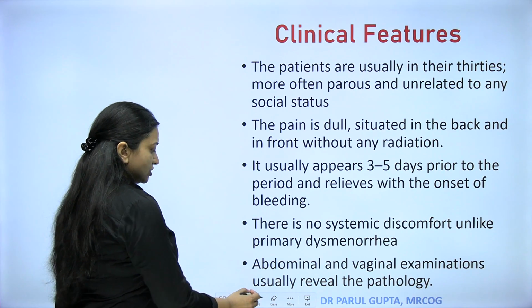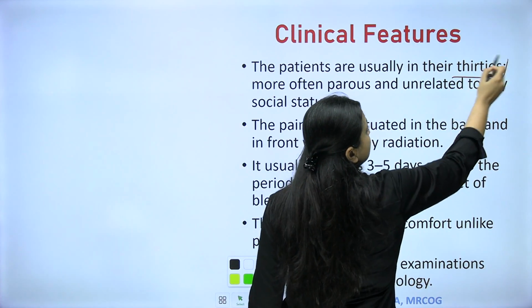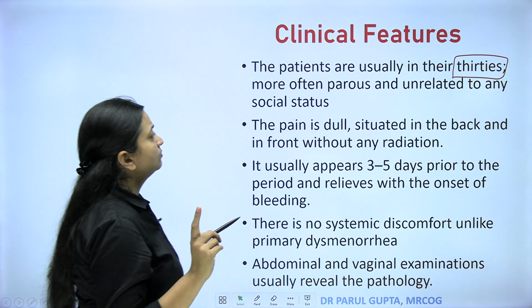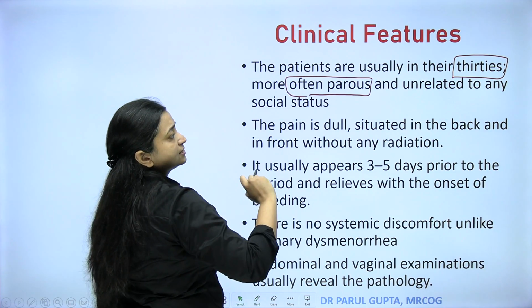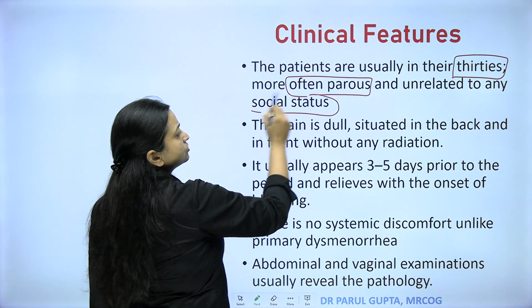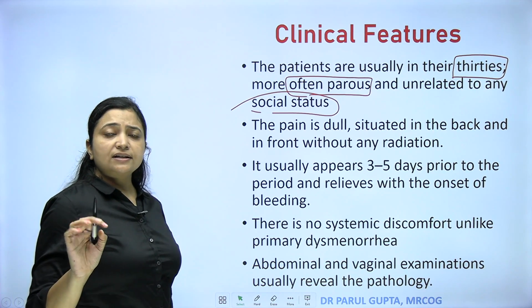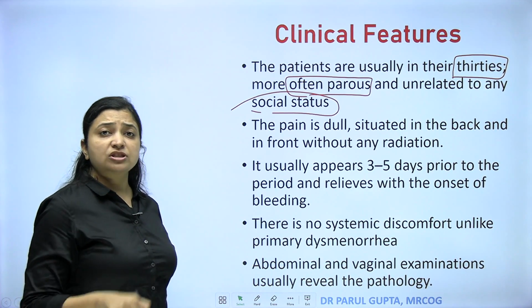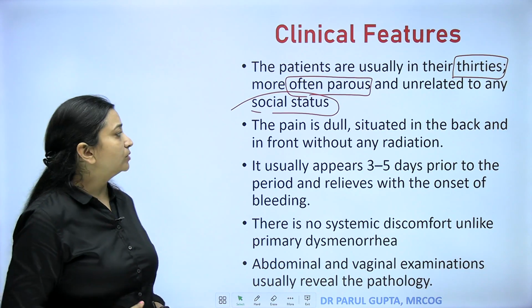Now clinical features, see the difference. The patient is usually in her 30s, not an adolescent, and more often parous. She is already having kids and it is unrelated to any social status. It is not about being affluent or something. She is more than 30 years old, she already has kids, but now she is developing dysmenorrhea. This is a recently acquired dysmenorrhea.